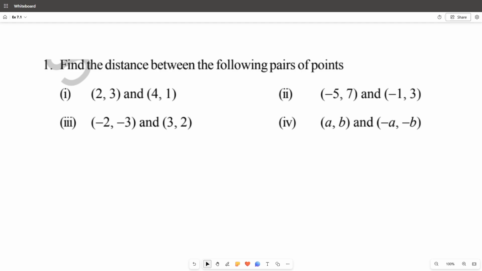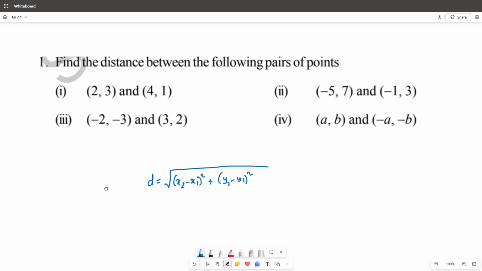Hi guys, so today we have the first question of exercise 7.1. It says to find the distance between the following pairs of points. The formula for the distance between 2 points, let it be d, is d equal to under root (x2 minus x1) square plus (y2 minus y1) square. So let's do the first one.